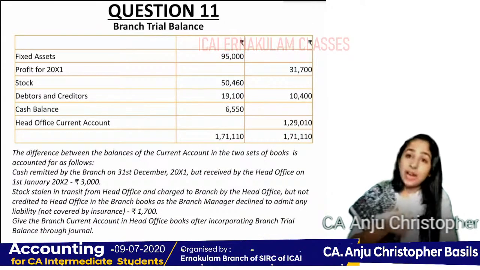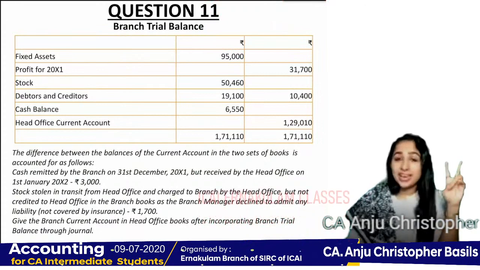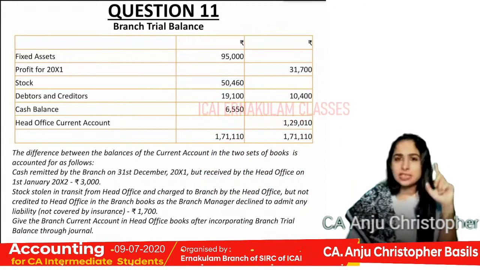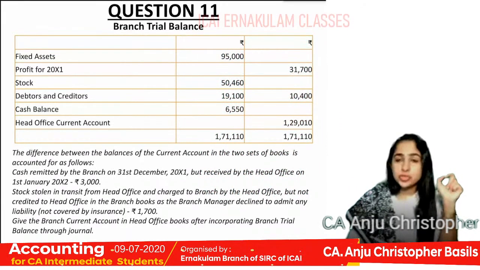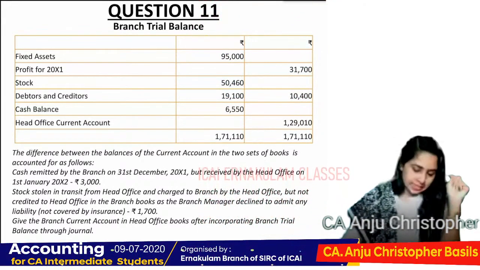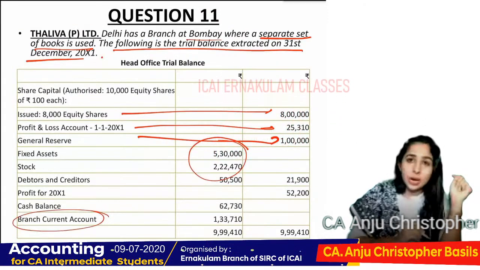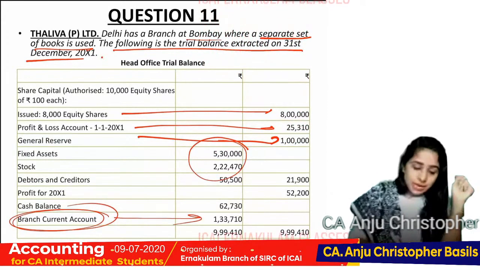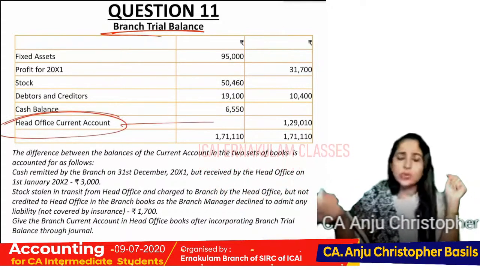Now, the branch trial balance is also given. Okay, so you are given the two trial balances. One is the head office trial balance, and the other one is the branch trial balance. So when you get both the trial balances, the first point that you have to check is, are both the account balances the same or not? As in the head office books, we have something called the branch current account. Okay, see the balance is 1,33,710. Similarly, in the branch trial balance, you have something called the head office current account, which is 1,29,010.